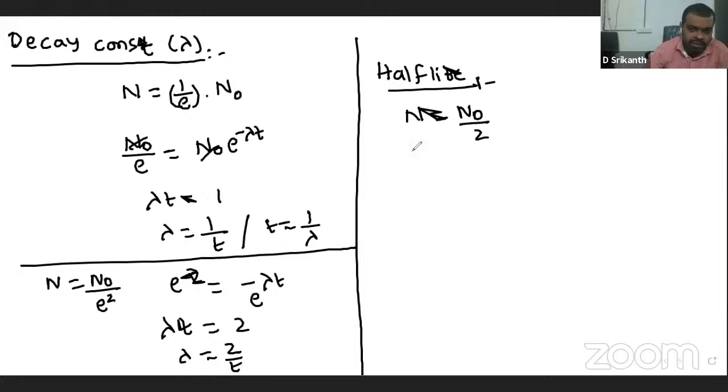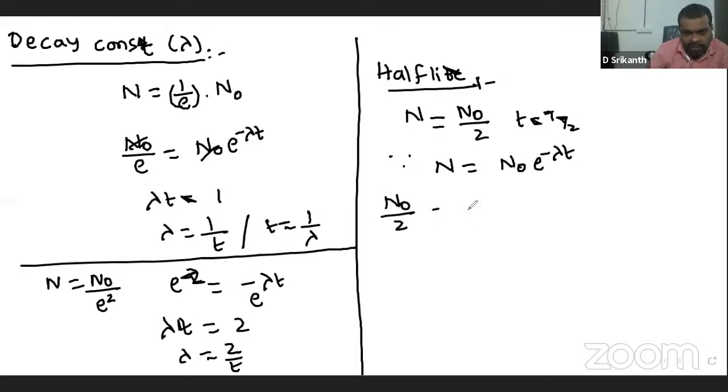Initial number of nucleons. That is at a time t equal to t half, one half-life, the number of nucleons is equal to half of the initial number of nucleons. So N is equal to N naught e power minus lambda t. That is, when N equals N naught by 2, t becomes t half: minus lambda into t half.